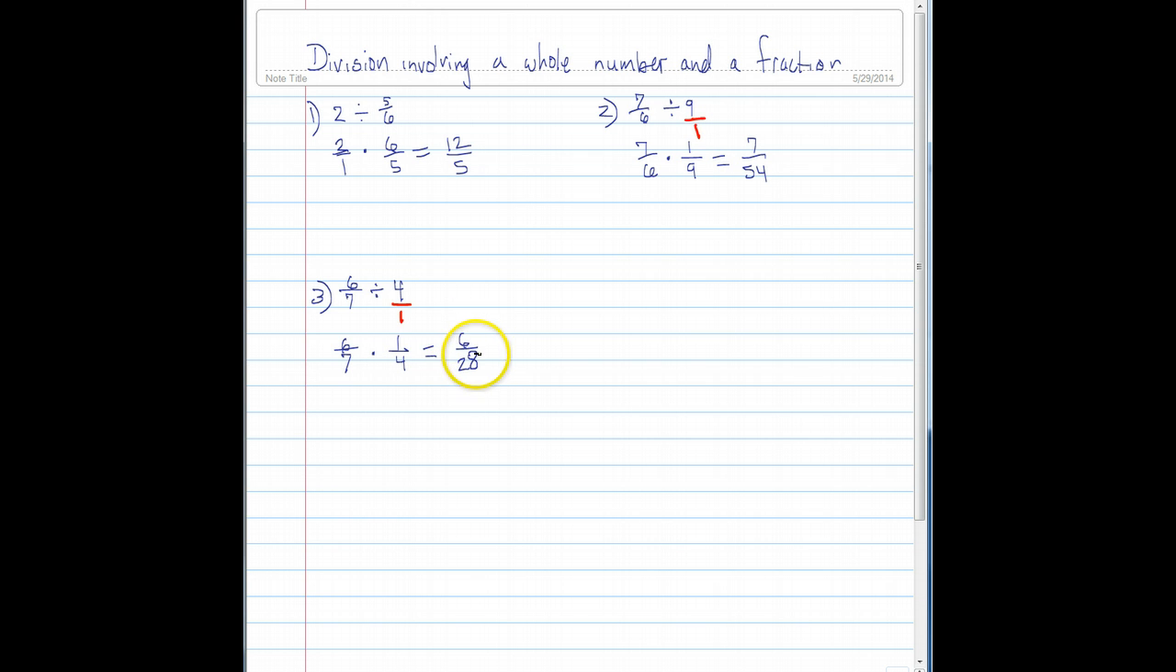This time we do have a common factor. 2 goes into both of these, so we can simplify that by dividing the numerator and the denominator by 2, which gives us 3 over 14 for our final answer.